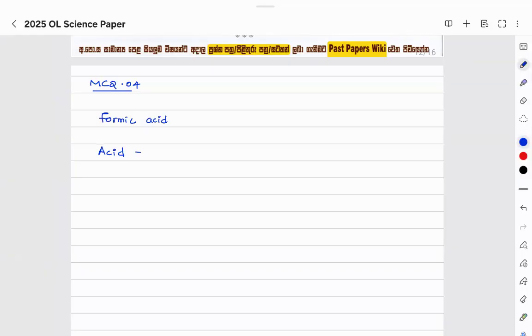We can consider acid a chemical substance that releases H pluses in an aqueous medium. That is considered as an acid, right? If you can remember, acids are 2 types. What are the 2 types?